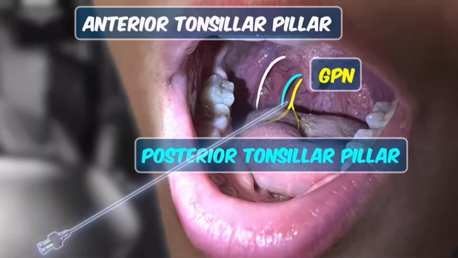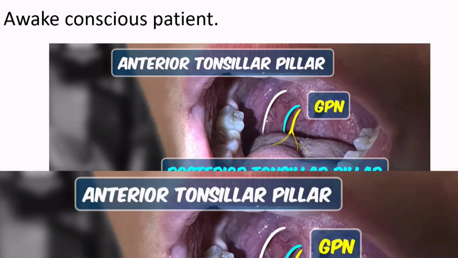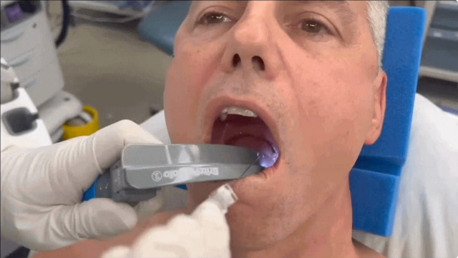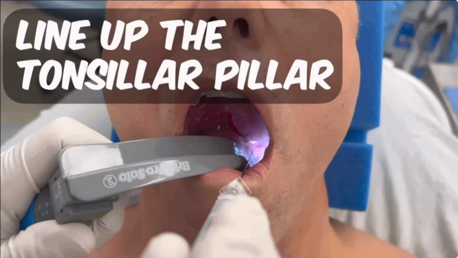Okay, so if you see here, this is the anterior tonsillar pillar and that is the posterior tonsillar pillar, and you see the glossopharyngeal nerve is running parallel to the posterior tonsillar pillar. So that is where we are going to target. You need a long spinal needle for this so that you can reach the target. So this is glossopharyngeal nerve block being performed.